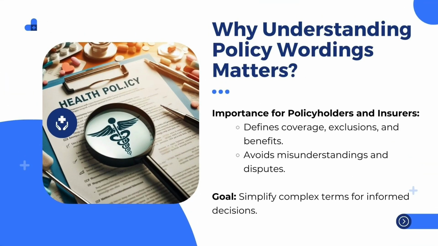So, why does understanding policy wordings matter? Policy wordings are the backbone of your health insurance contract. They define the terms, conditions, coverage and exclusions that govern the agreement between you and the insurer. Simply put, they answer these three critical questions. First, what is covered? Second, what is not covered? Third, under what circumstances can you claim the benefits? Understanding these wordings is not optional, it's essential. Let's break it down further.